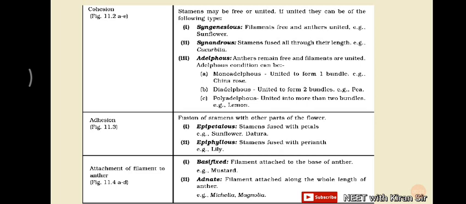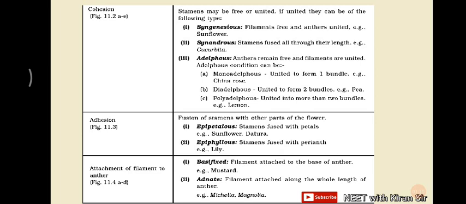Here, in the stamens we find different types of modification. The first one we call cohesion. Cohesion is nothing but the fusion between similar parts. For example, leaf and leaf, petal and petal, sepal and sepal, filament and filament, anther and anther. So the fusion of similar parts we call cohesion.